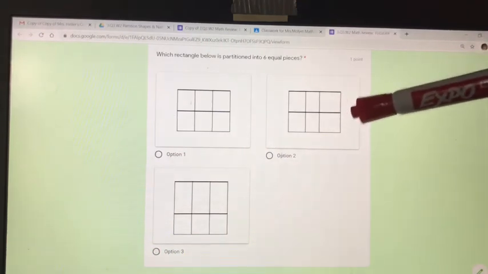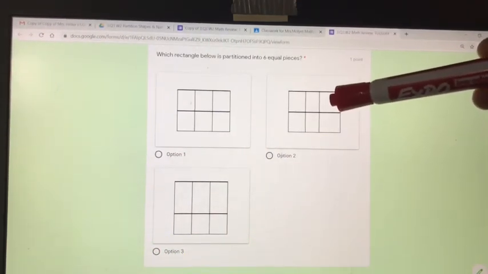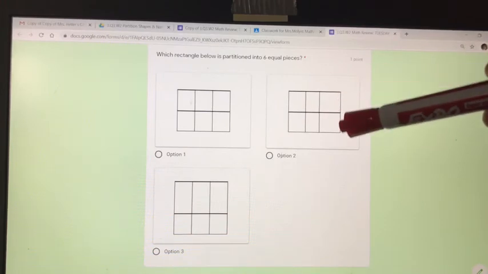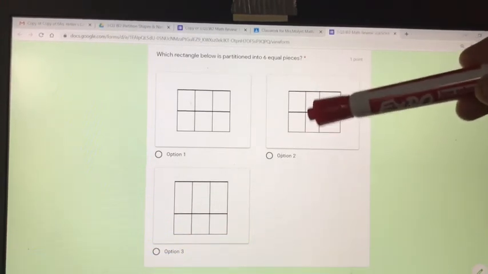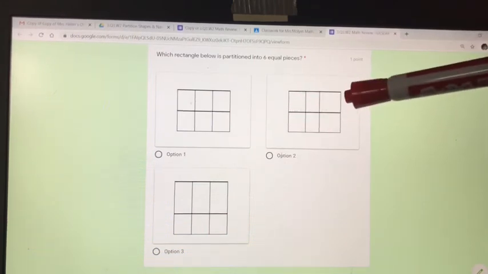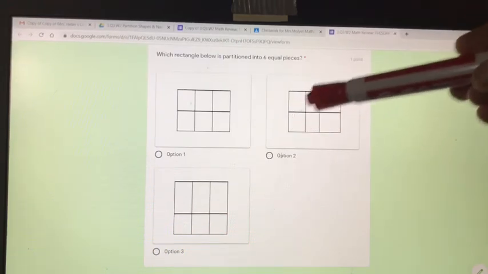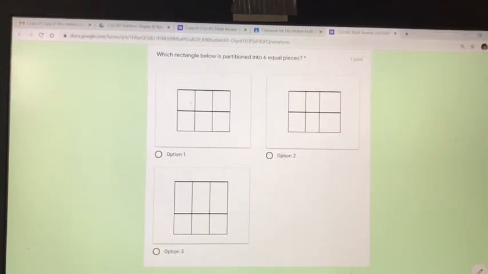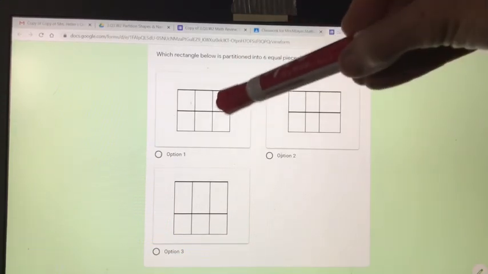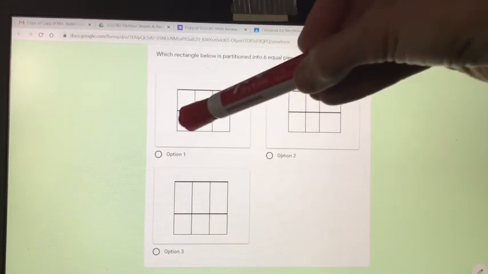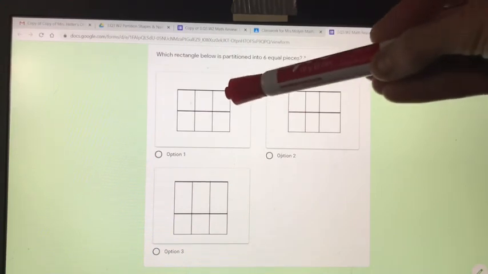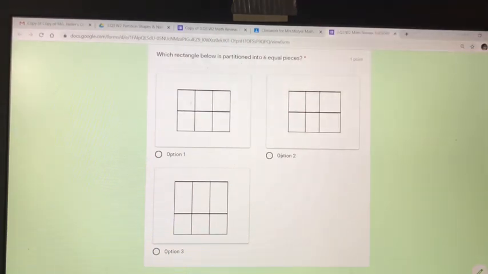Let's look at option 2. It looks like on the right-hand side these rectangles are bigger than what's in the middle. And I don't think this side is even as big as this side. So it looks like these are the biggest, these are medium, and these two are the smallest pieces you'll get. So option number 1, there's 6 pieces, and they do look to be all equal. So the best choice here will be option number 1, all right? They are all partitioned into 6 equal pieces.